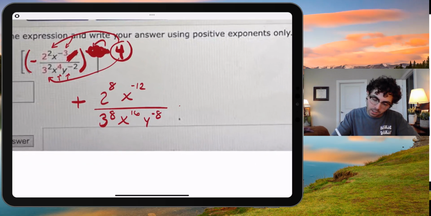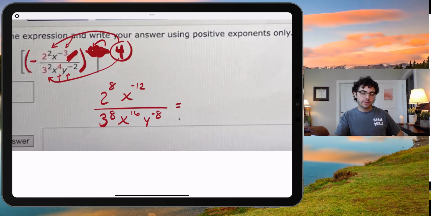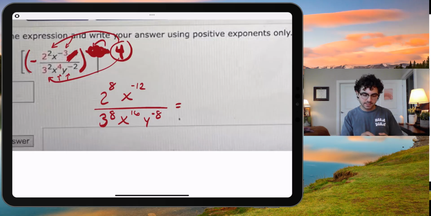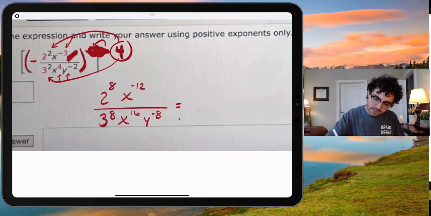Now, it's positive, so I'm just going to get rid of that. 2 to the 8th is whatever it is. I don't know. 16 times 16. 256.